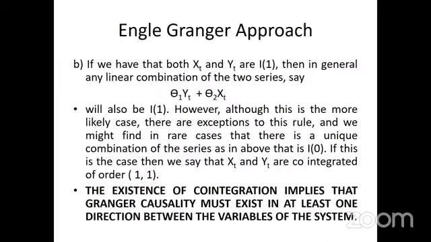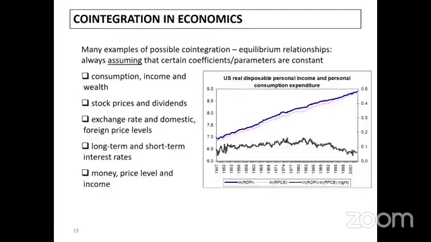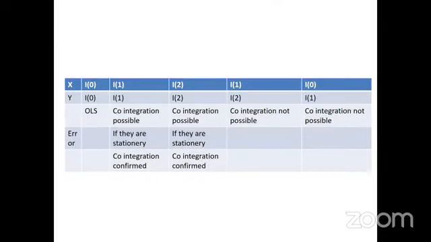These are all the equations which are there. Let me show you the last slide for today. See, X I0, Y I0, OLS can be used. X I1, Y I1, co-integration possible. Error terms, if they are stationary, co-integration confirmed. I2, co-integration possible; if the error is stationary, co-integration confirmed. One is I1, another is I2, co-integration not possible. Possibly we will go to the ARDL model or the Toda-Yamamoto model.